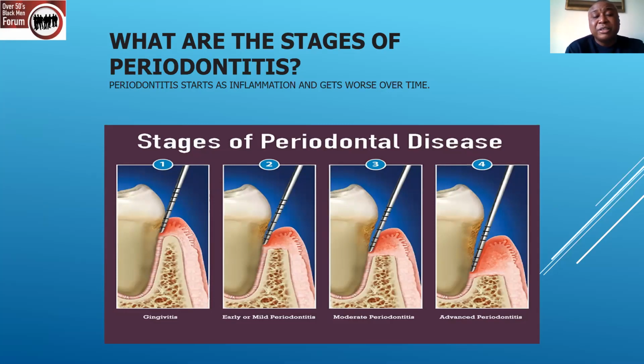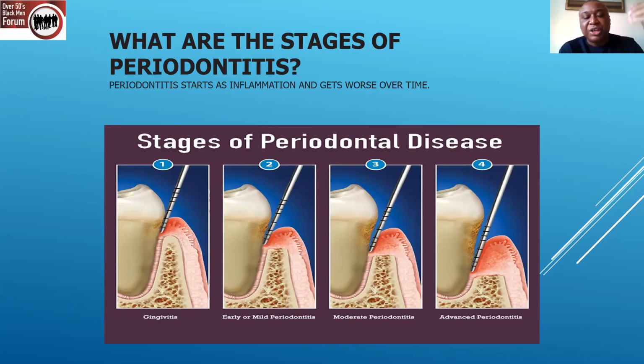Like I said, gum disease can be divided into gingivitis or periodontitis. Gingivitis is just an inflammation of the gum, and once that is sorted out, there's no permanent damage done to the tissues of the gum. Once you go into the next stage, which is periodontitis, then you now have permanent damage.